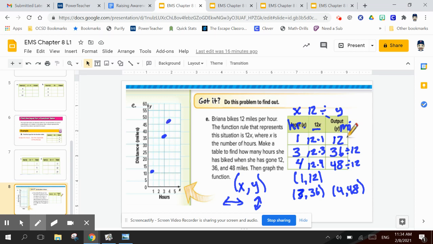Again, you can draw a line through it if you'd like to. I can't draw a straight line, but there you go. There is your graph for the rule 12x.